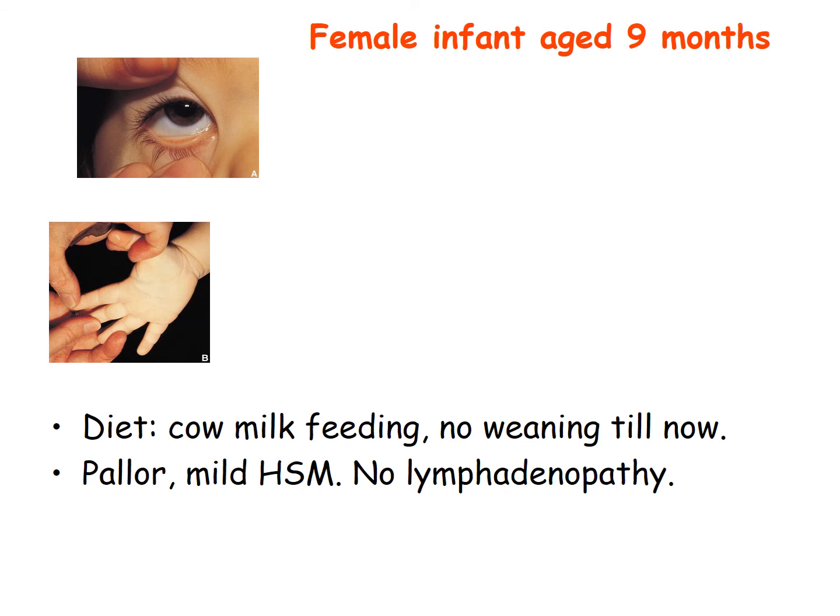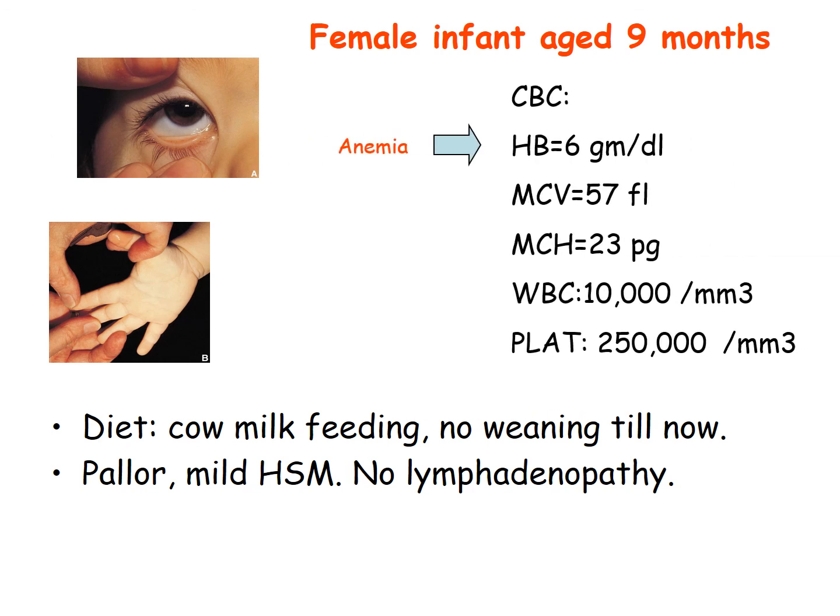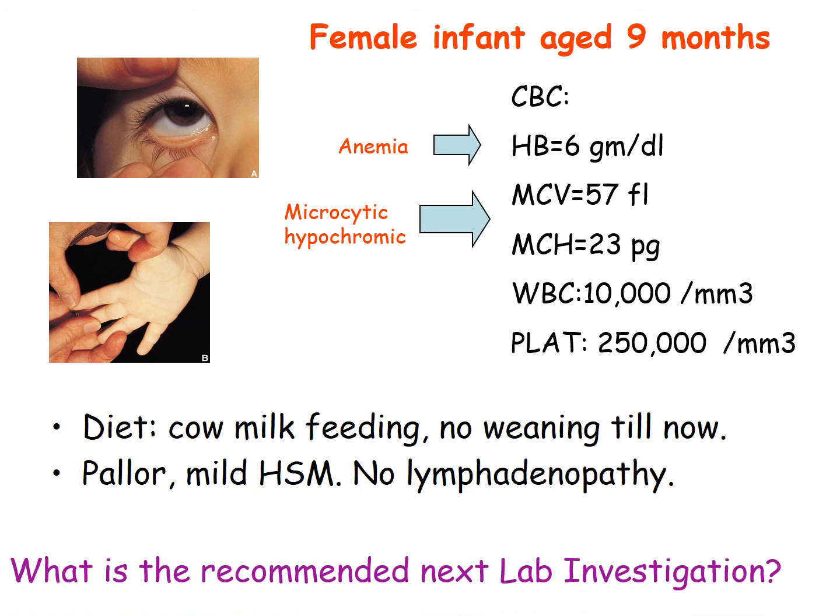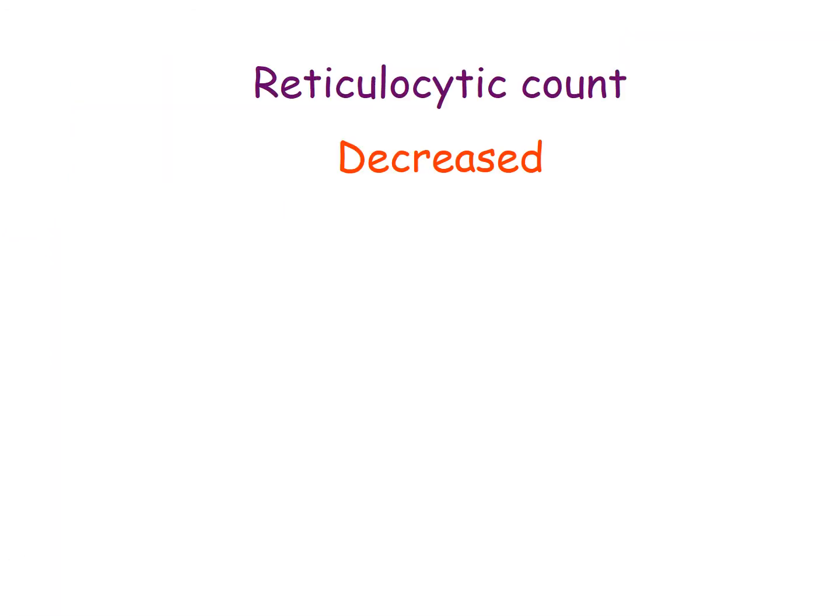Last case here, we have a female infant, aged 9 months, presenting with cow milk feeding, no weaning till now. She has pallor, mild hepatosplenomegaly, no lymphadenopathy, and severe anemia, severe microcytosis. So what is to be done next? The reticulocyte count, which is normal or decreased. So you have to think of iron deficiency.